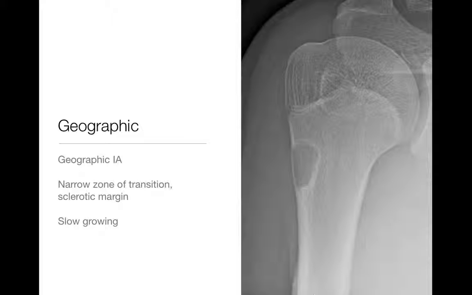And that basically says that this lesion is growing so slowly that the bone adjacent to it has time to remodel and put the sclerotic border around it. So it's a very slow growing lesion, a benign lesion.